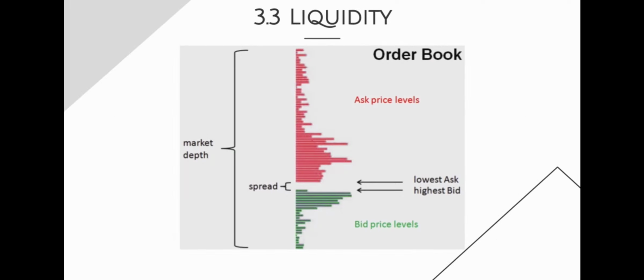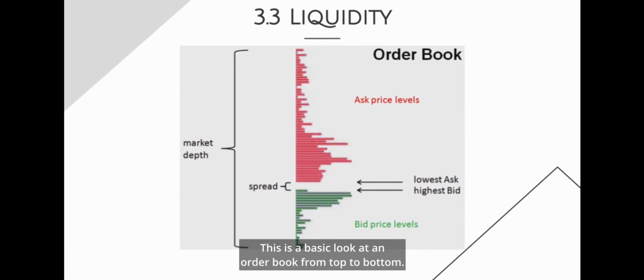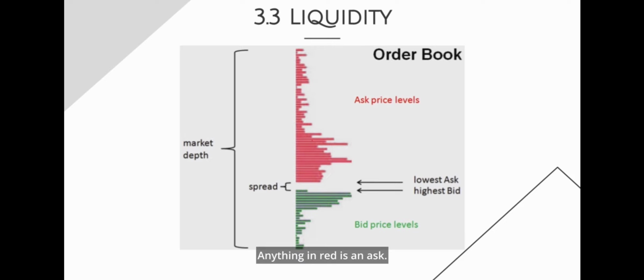So this is a basic look at an order book from top to bottom. Anything in red is an ask, anything in green is a bid. So an ask is an offer, a sell order. A bid is a buy order.